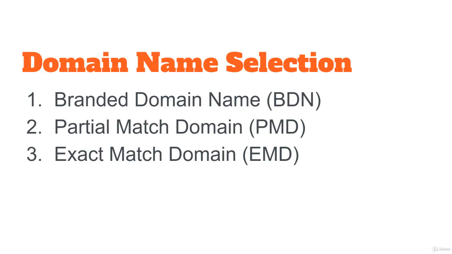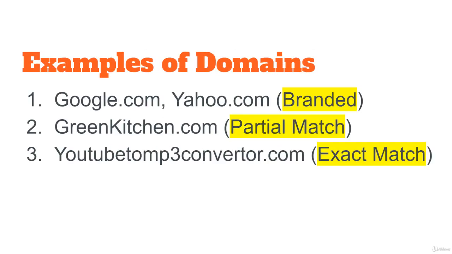So in this video, I'm going to give you some tips about domain name selection as far as SEO is concerned. There are three types of domain names. The first one is branded domain name, second one is partial domain name, and the third one is exact match domain, which is also called EMD. Let me show you some examples like google.com, yahoo.com. These are branded domain names. Any company name or any name you select for your business is basically a branded name.